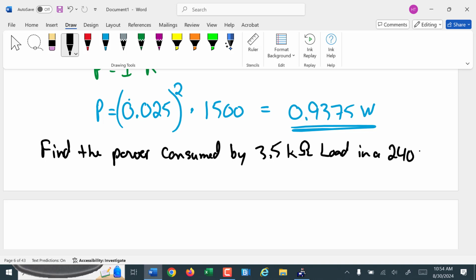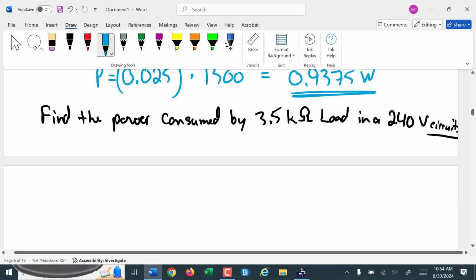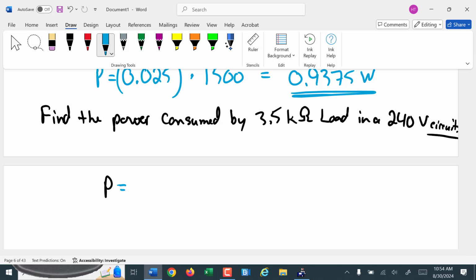So in your notes, I'm going to have you do this. Find the power consumed by a 3.5 kilo ohm load in a 240 volt circuit. Again, assume that it is the only component on the circuit that's taking all 240 volts.